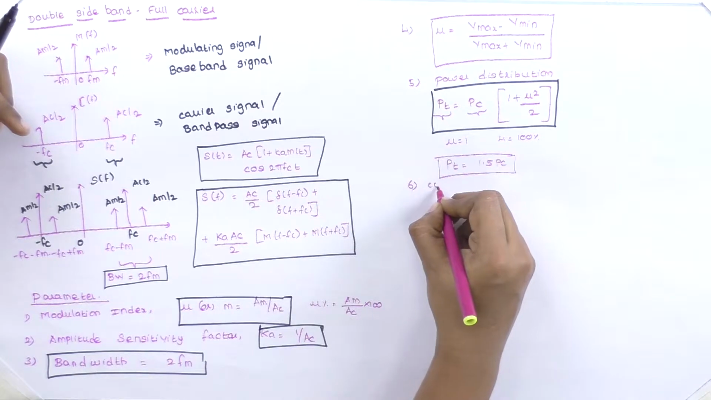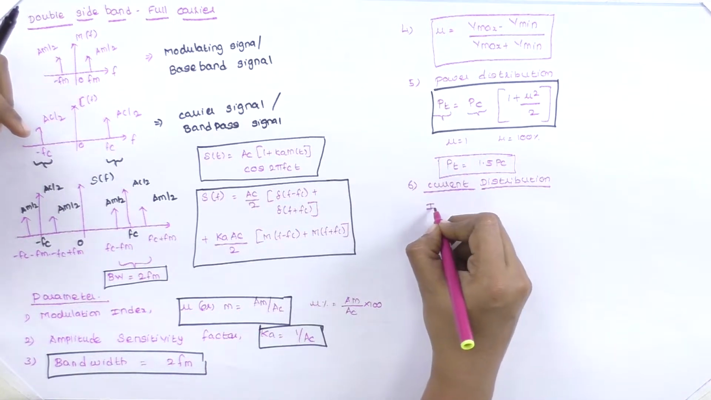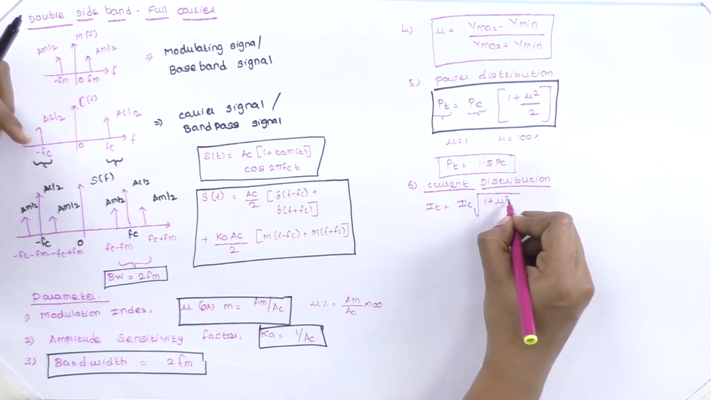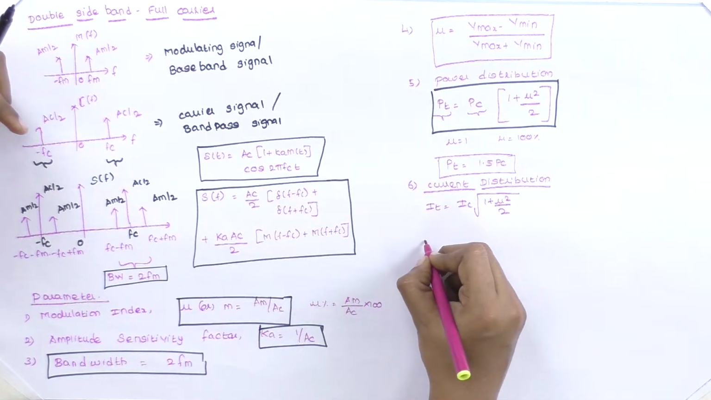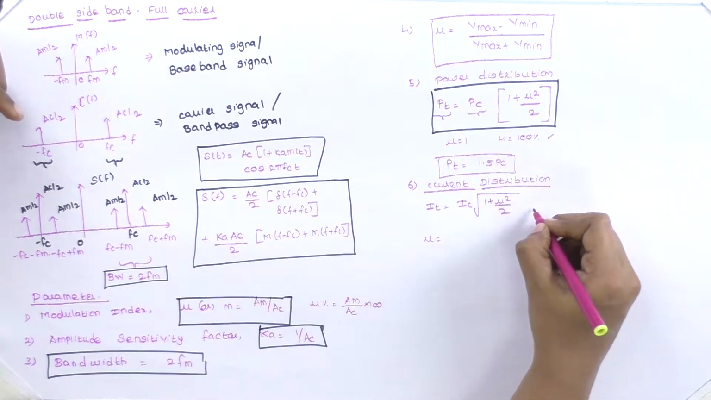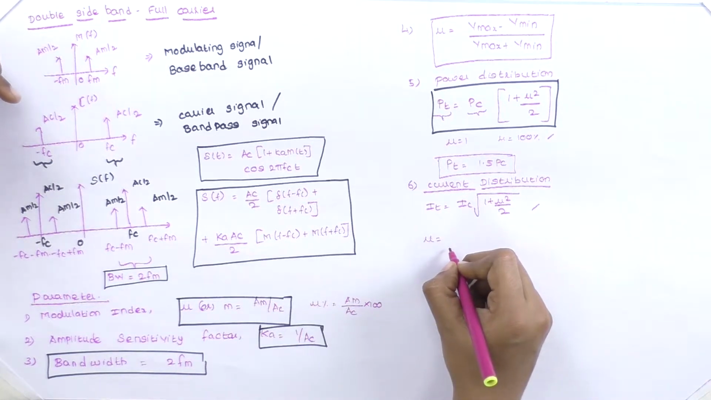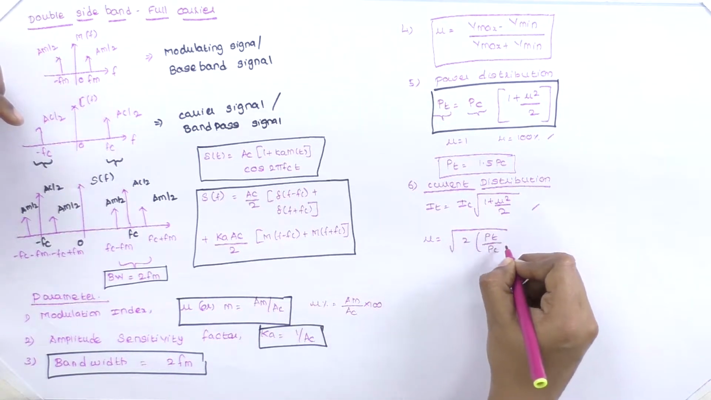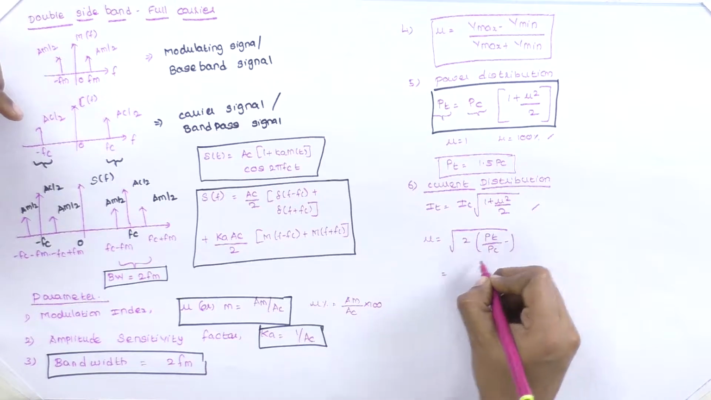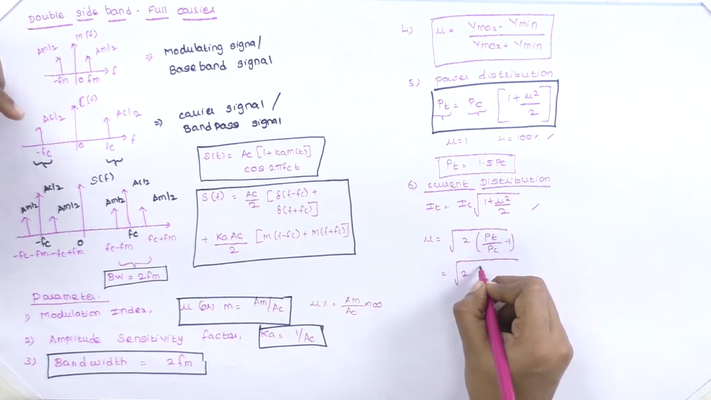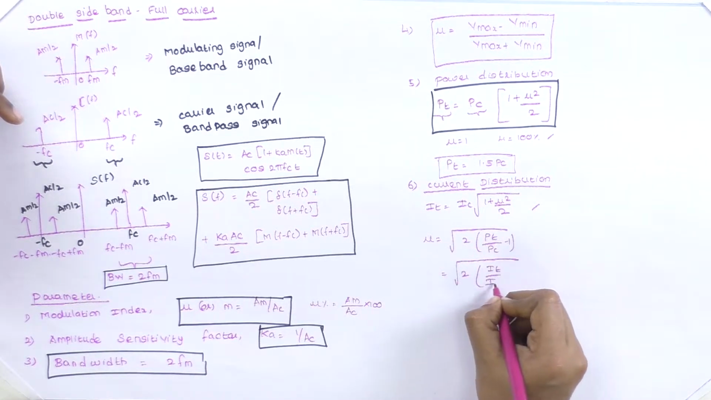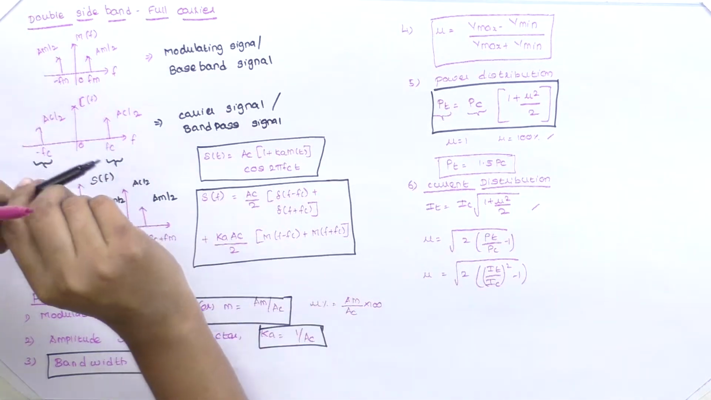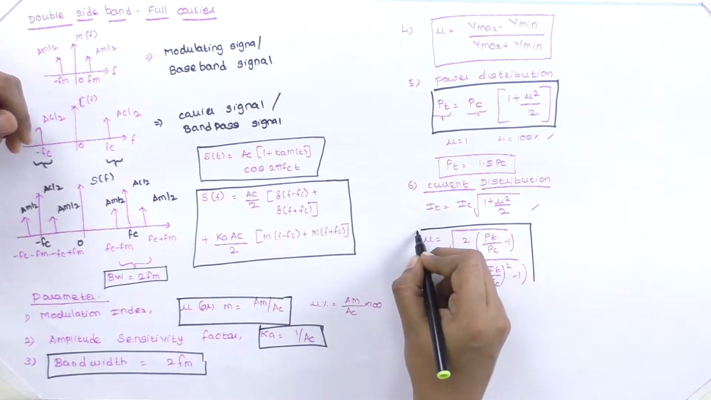And in the current distribution formula, we have seen It is equal to Ic into root of 1 plus mu square by 2. We can define modulation index in terms of power and in terms of current. In terms of power, mu is root of 2 into PT by Pc minus 1. In terms of current, it is root of 2 into (It by Ic) the whole square minus 1. Both are in terms of power and current.